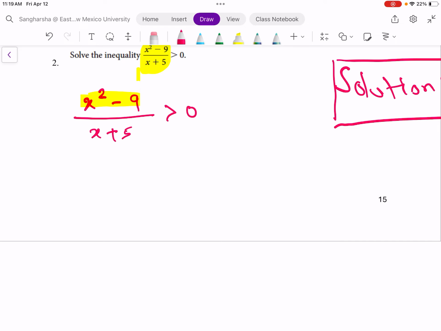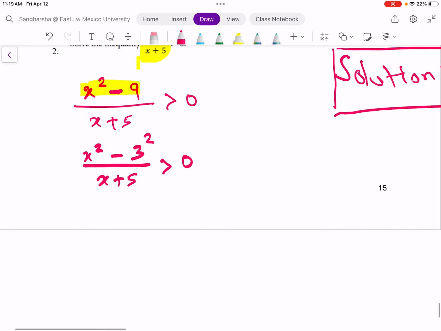What method do we use to factorize x square minus 9? This is a binomial, a difference of binomial, and you can use FOIL. Or you can rewrite this as x square minus 9, where 9 is the same as 3 square, divided by x plus 5 greater than 0. Now we have a difference of square term.